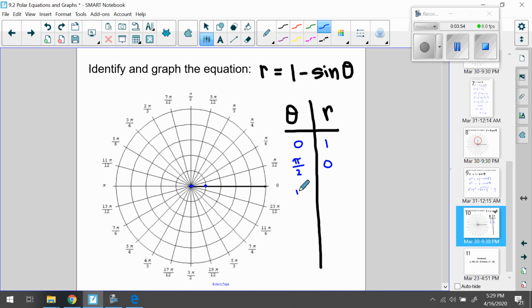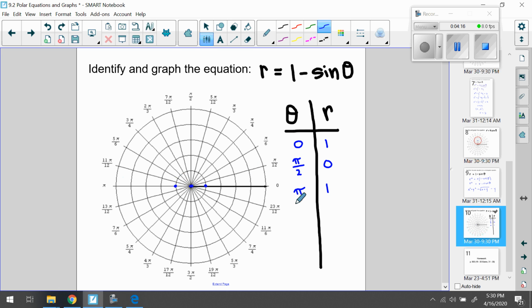All right, then I'm going to move along to the next friendly one. Pi is a good one. The sine of pi is also 0. And so 1 minus 0 will be 1, just like 0 was 1. But this time, it's not going to be this point. It's heading in this direction towards pi. So towards pi, 1 unit is going to put me right here.